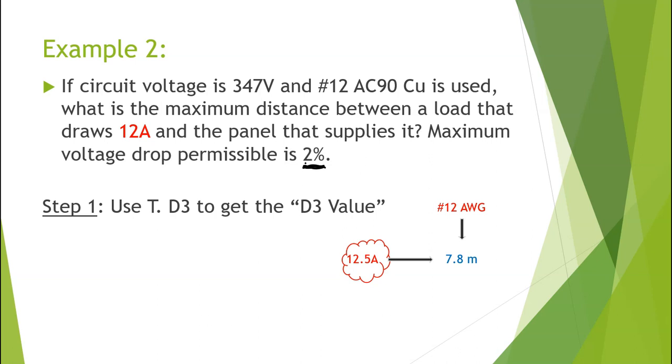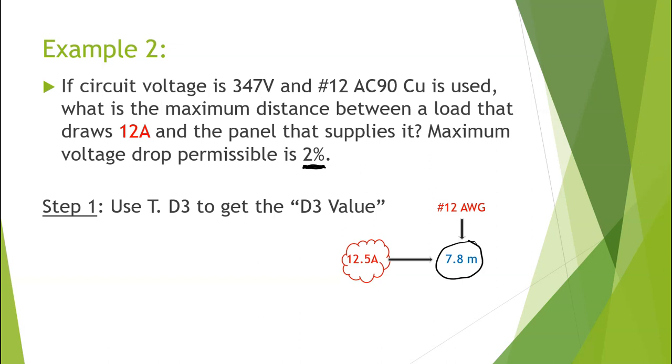So now our first step, as per usual, is to go to table D3 and get our D3 value. To do that, we need to use the 12.5 amp row. Again, the table does not have a 12 amp row, and so we must go to the next available higher ampacity. And therefore we go to 12.5 amps. We go across the table at that row until it intersects with our wire size, and that is number 12 AWG. There we get a D3 value of 7.8 meters.